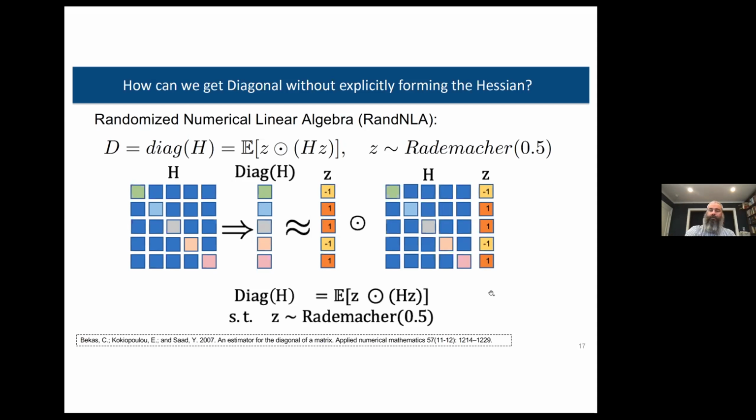So I'm going to take a random vector, I'm going to dot it into H, which I'm not going to form. I'll tell you how to do that in a minute. And then I do an element-wise product, and that gives me a vector that is a good approximation to the diagonal of H. And that's what I want. That's what I'm going to feed into this step right here.